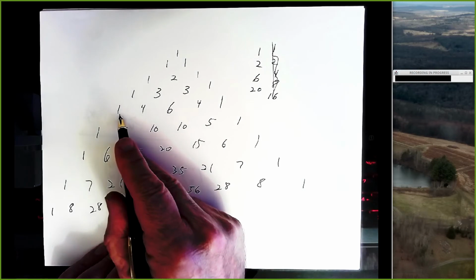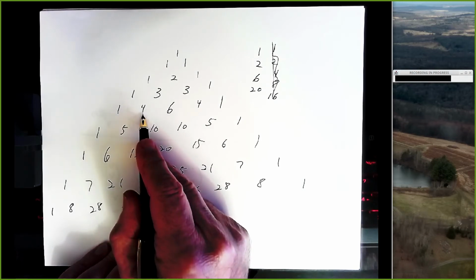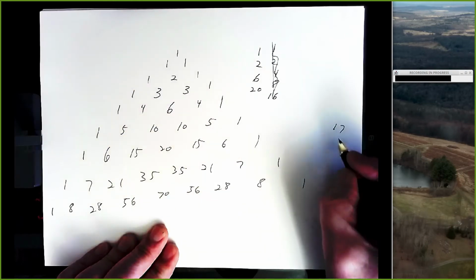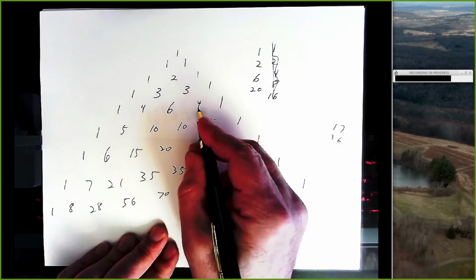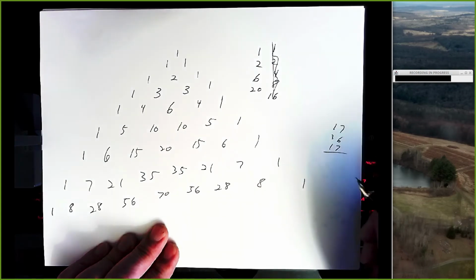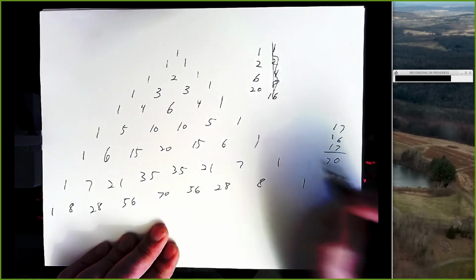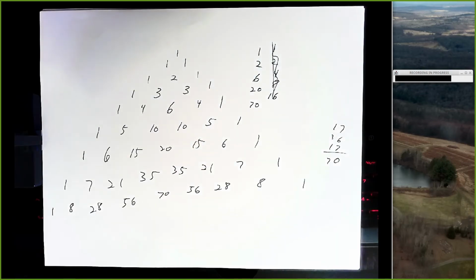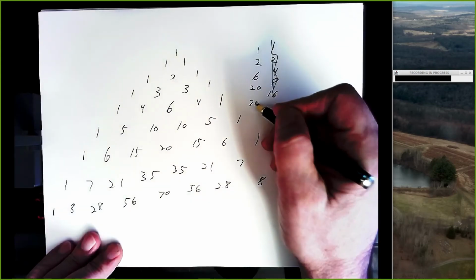We'll go one more. 1 squared plus 4 squared is 16. That's 17. Plus 6 squared is 36. Plus 4 squared is 16. Plus 1 is 17. 17, 36, and 17. That comes out to 70. If we add the square of each number on each row, we get a 1, a 2, a 6, a 20, and a 70.